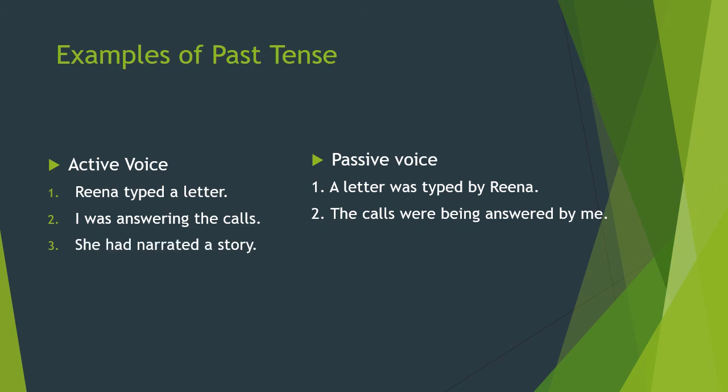Now the third sentence, she had narrated a story. She is the subject, had narrated the verb, a story is the object. Subject and object should be changed. And the past perfect had narrated in passive will become had been narrated. Since it is past tense, there is no change even if it is singular or plural. So how will the sentence become? A story had been narrated by her.